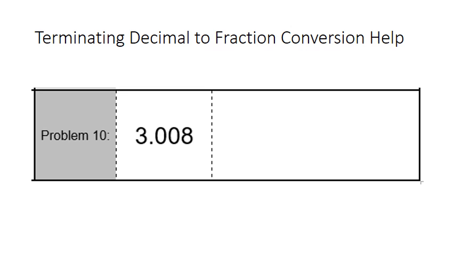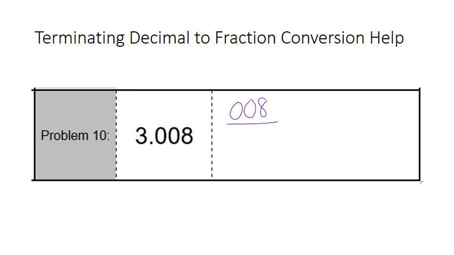So I just wanted to show you how to convert number 10. I picked number 10 because this one was the hardest in my opinion. For this one, I'm going to first decide what my numerator is going to be. My numerator is always going to be the numbers after the decimal. So let's go ahead and write down our numbers after the decimal. 0, 0, 8.